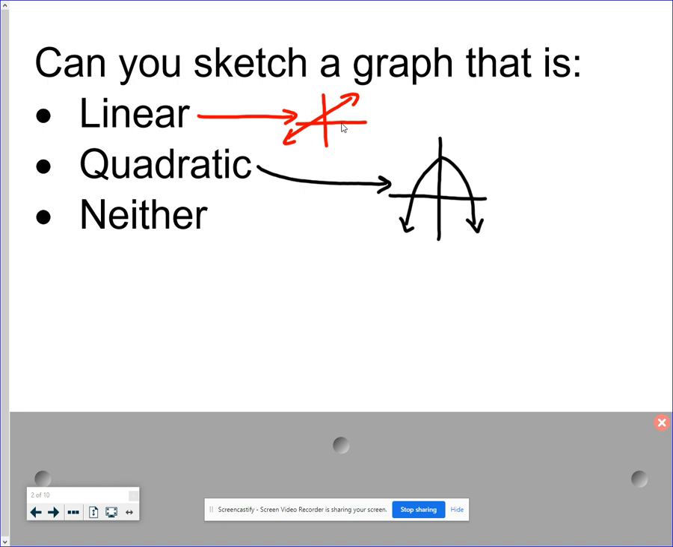And neither would again be something that's just not one of those, right? You can have something like that even. That is definitely not linear or quadratic.